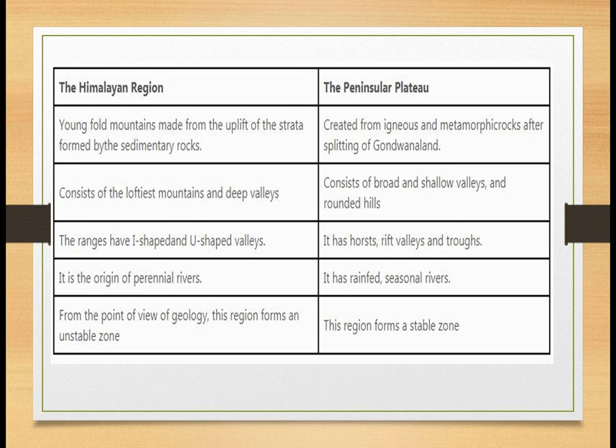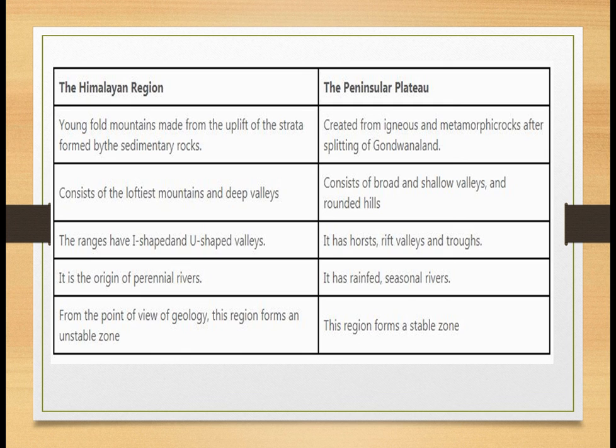Young fold mountain made up of the uplift of the sediments formed by the sedimentary rocks. What about Peninsular Plateau, created from igneous and metamorphic rocks after the splitting of the Gondwana land? Here we already know about the volcanic eruption, how the Peninsular Plateau is formed.